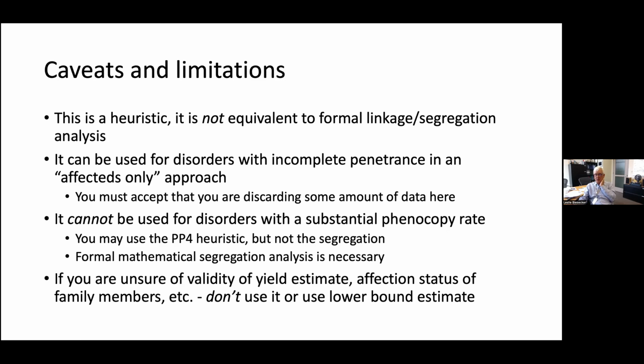And again, as I said earlier, if you're unsure of that diagnostic yield evidence, or unsure of the affection status of family members, either don't use the evidence or be very narrow in how you think about it and say, I'm only going to use my lower bound of what I'm confident about, because I don't want to make the error of overestimating the evidence.